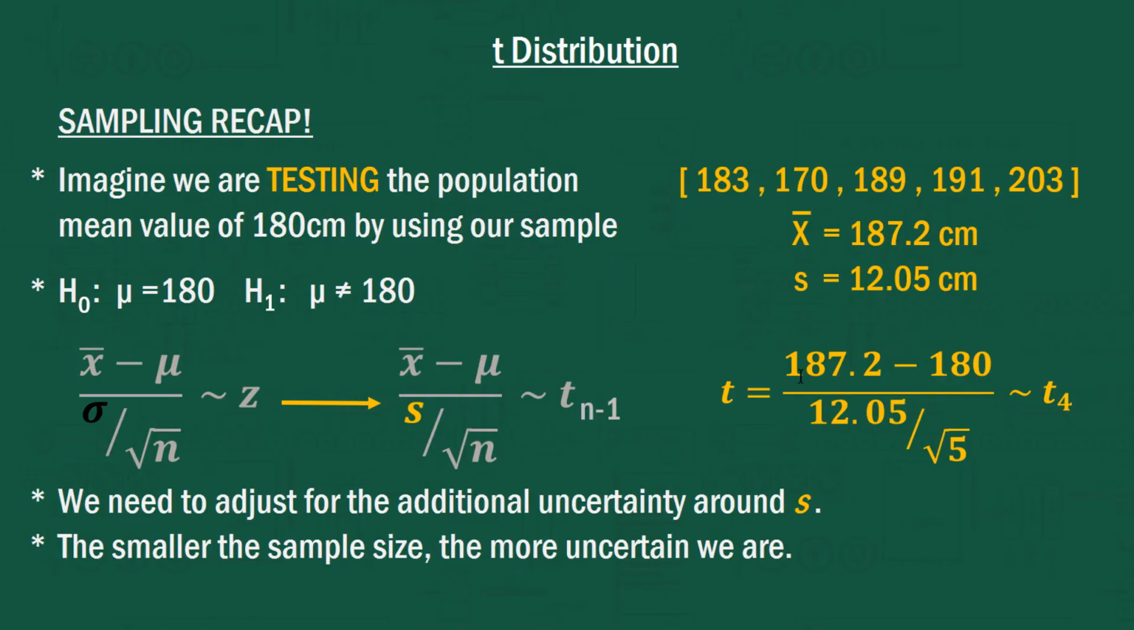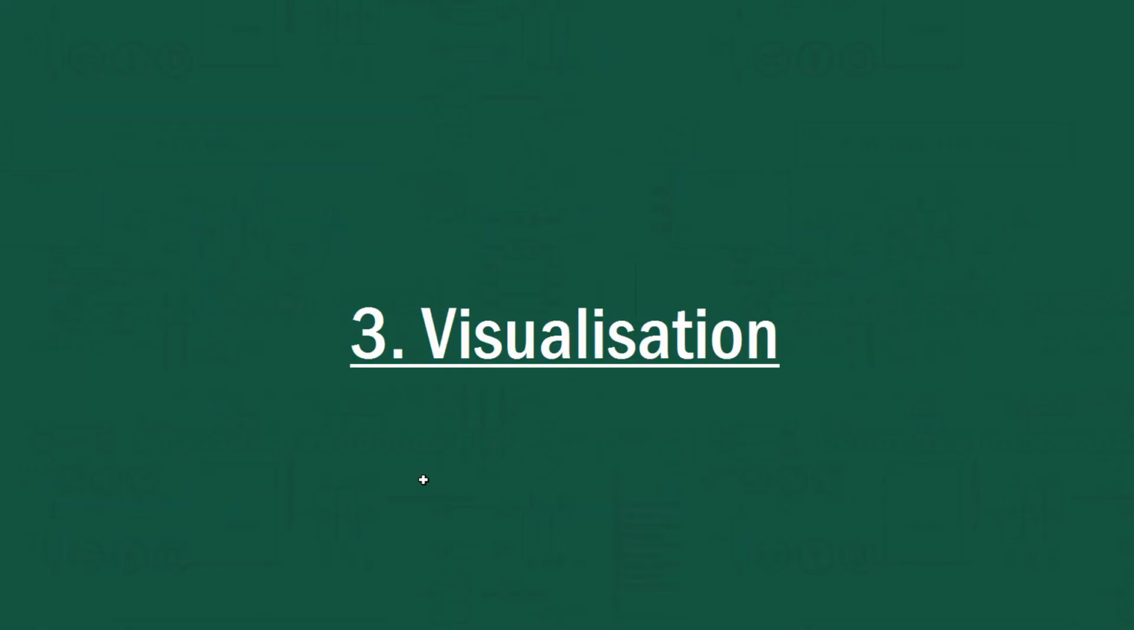But nonetheless, we could now calculate this t-statistic by going x bar minus mu divided by the standard deviation from the sample on root n. And this would be distributed as a t-stat with 4 degrees of freedom. 4 because there are 5 observations and the degrees of freedom is n minus 1. Okay, so let's have a look at some visualizations of the t-distribution with varying degrees of freedom.